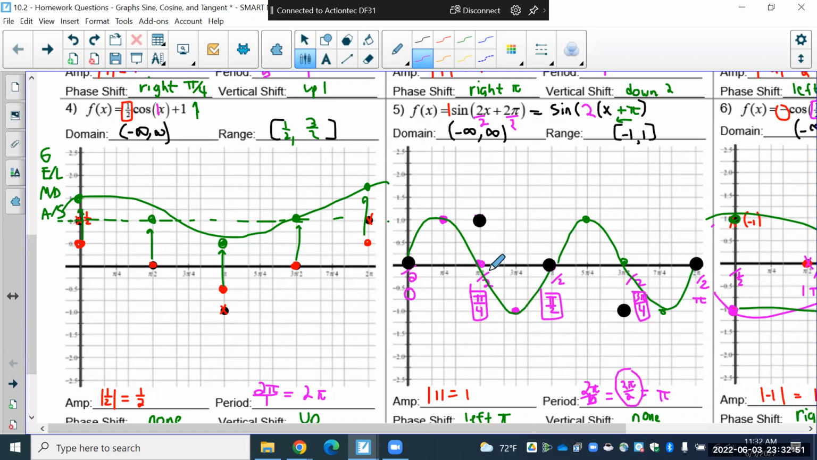So that dot is now here, that dot's there, that dot's there. It's like a slinky. It's going back into its period. And the last one at 2 pi is now at pi. So that dot is now here.